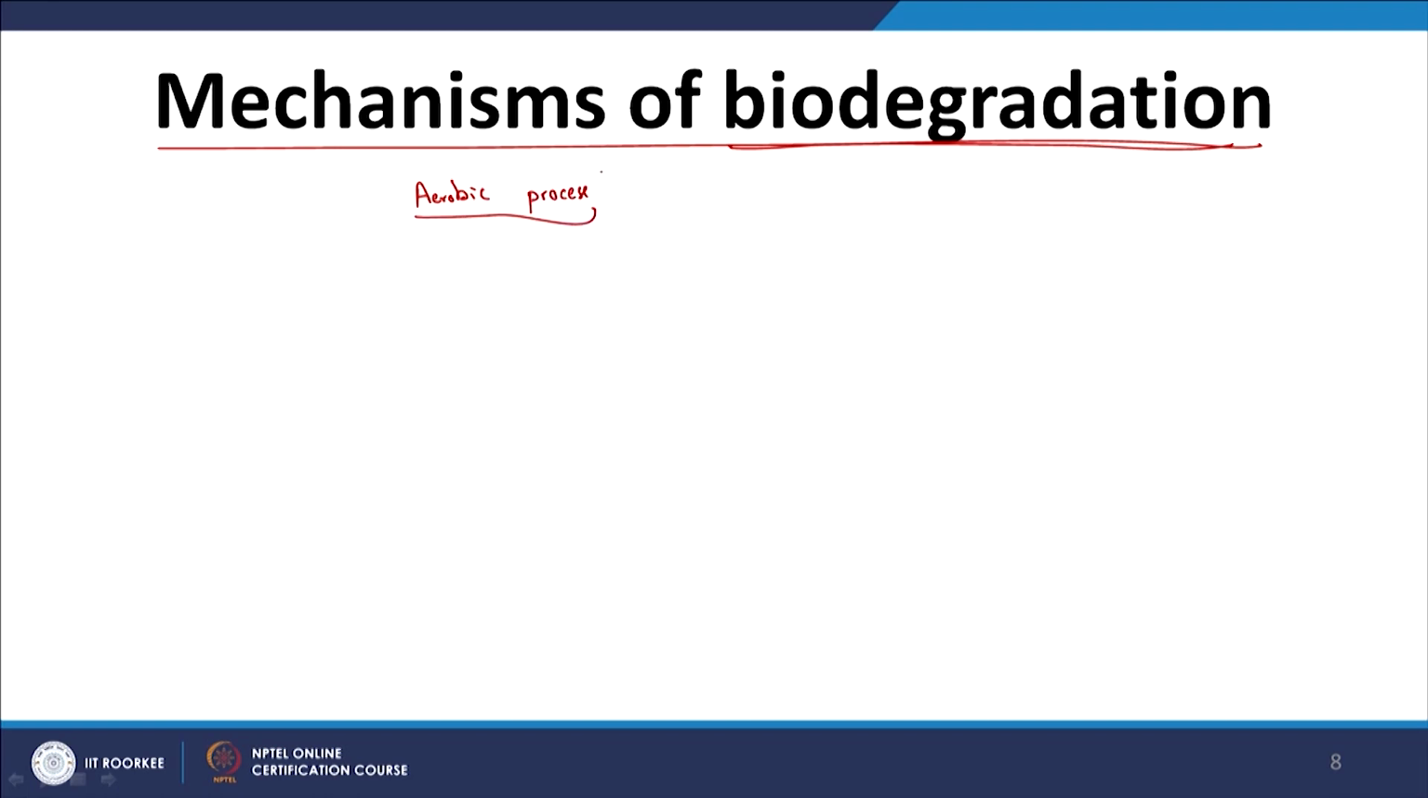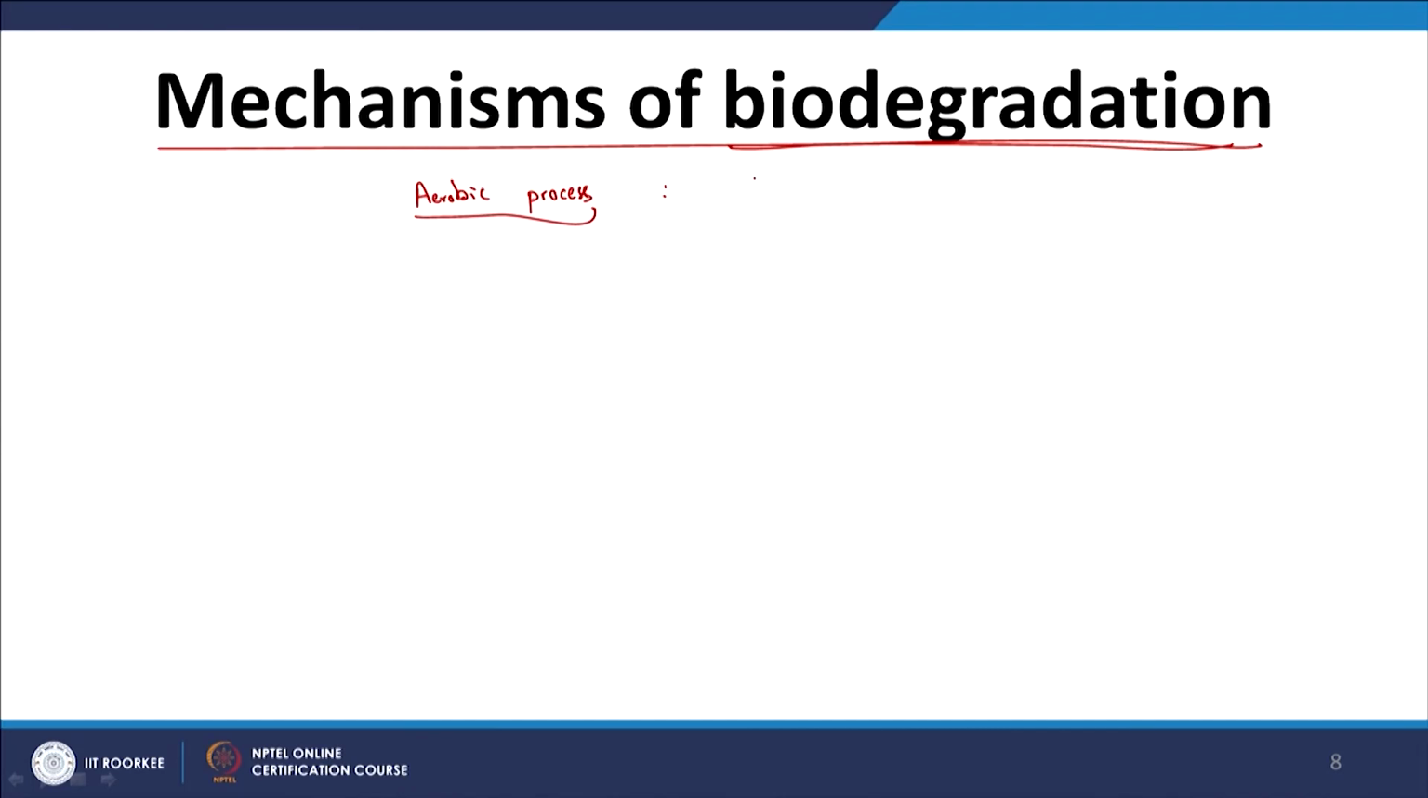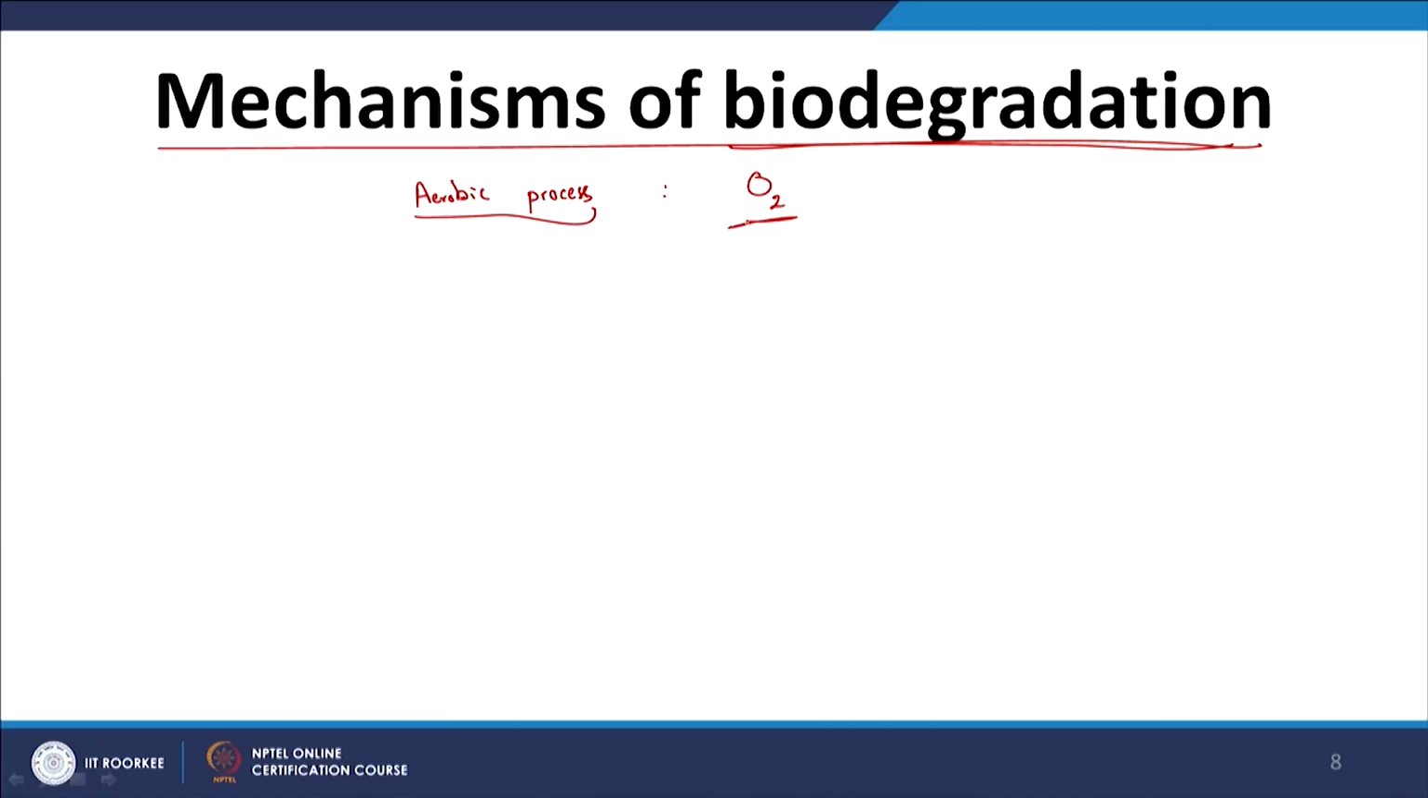And obviously most people are aware of the term aerobic process, right? So typically what are we looking at? We are looking at the degradation of the relevant compound in the presence of oxygen. I understand they are generic terms, but with relevant knowledge of the basics, you should be able to do better. So what's the role of this oxygen?